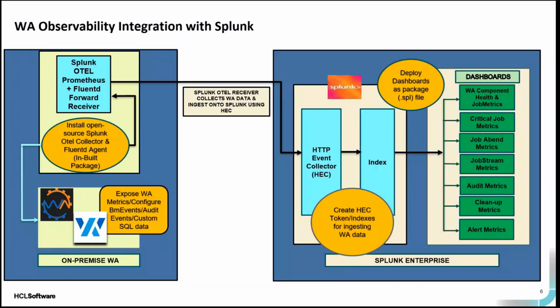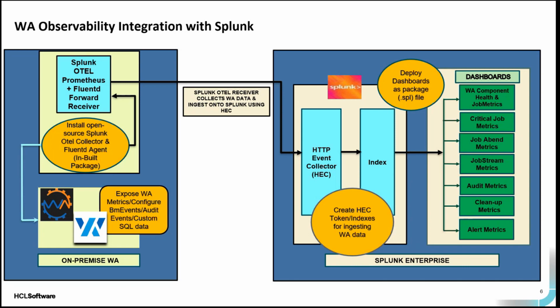And this is the architecture of the solution. On the left side, we see the on-premise workload automation. It can be either the IBM Workload Automation or the HCL Workload Automation infrastructure. On the right side, we see the Splunk Enterprise solution. Coming back to the left side, before we start with installing or configuring the Splunk agents, we need to expose some of the data sources for ingestion of data into Splunk Enterprise.